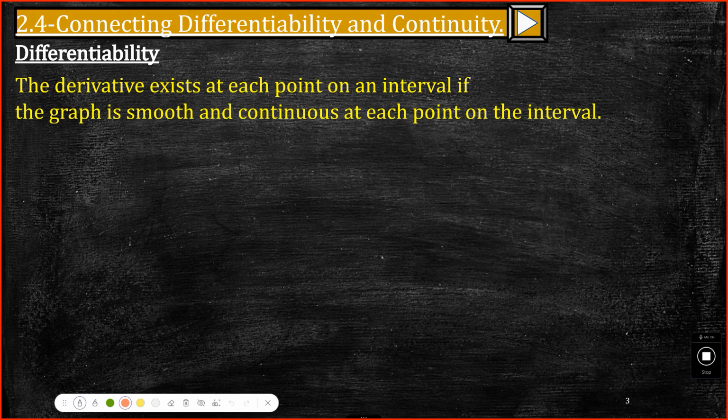the interval. So if you have some interval from A to B, and the graph is smooth like this, it would be differentiable everywhere. For that situation, it's differentiable everywhere.